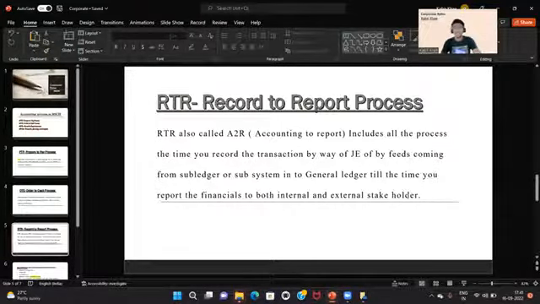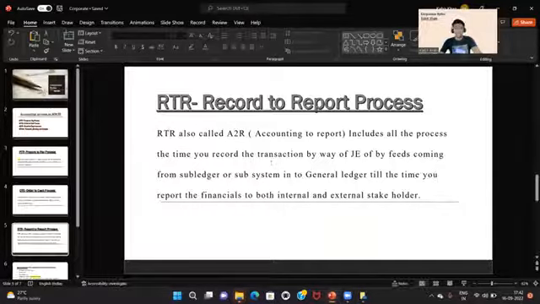Why I'm saying that it plays an important role is because if AP misses to process the invoices which are due in the current period, that will be captured by the record to report process team, and we will book an accrual for those invoices which are outstanding and not been paid, and which they missed to record into the systems. So record to report process plays a significant role.